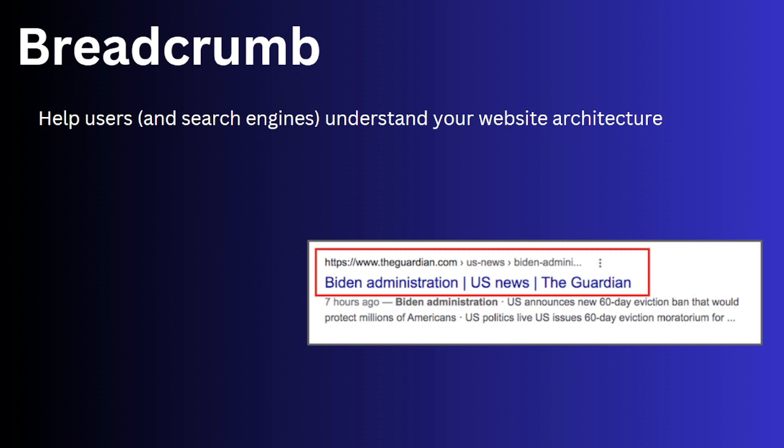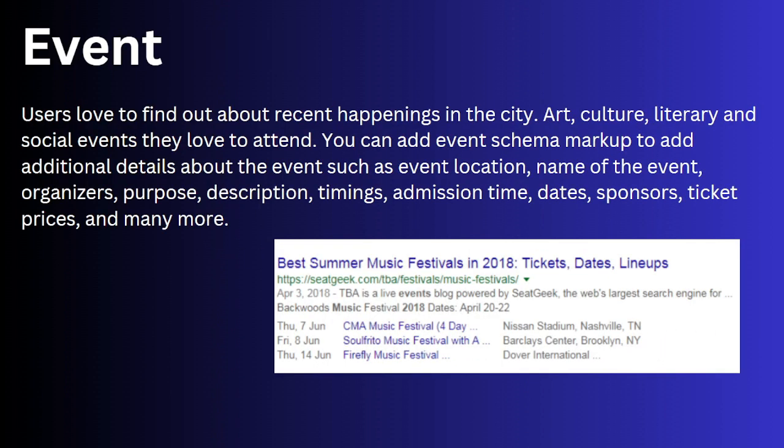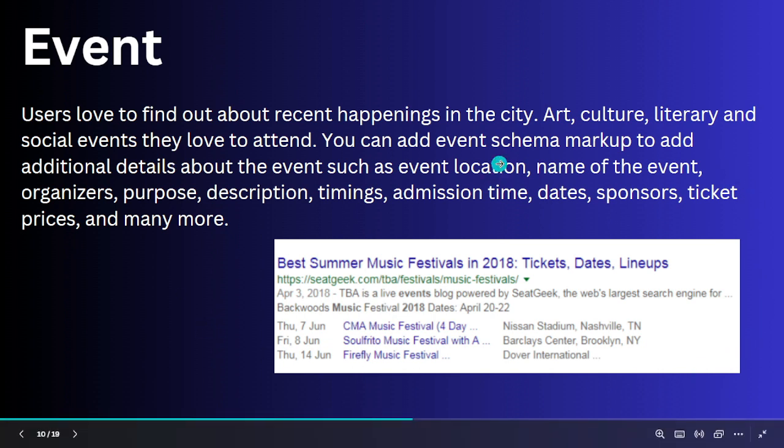Breadcrumb schema helps users and search engines understand your website structure. This is a breadcrumb schema example. Event schema: users love to find out about recent happenings in the city, art, culture, literacy, and social events they love to attend. That's why we use the event schema. If we are publishing any kind of news, we can use an event schema. This is an event schema example.